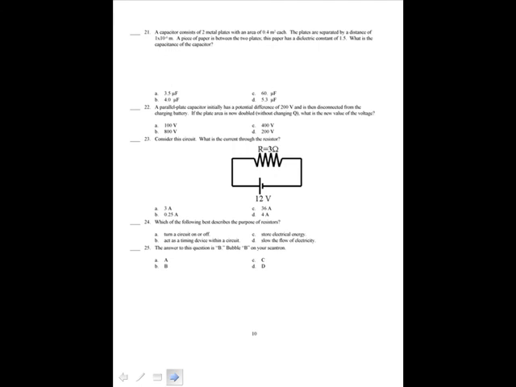A capacitor consists of 2 metal plates with an area of 0.4 meters squared each. The plates are separated by a distance of 1 times 10 to the minus 6 meters, a micron. A piece of paper is placed between the plates, dielectric constant 1.5. What's the capacitance of the capacitor?